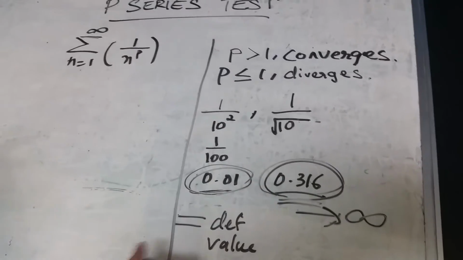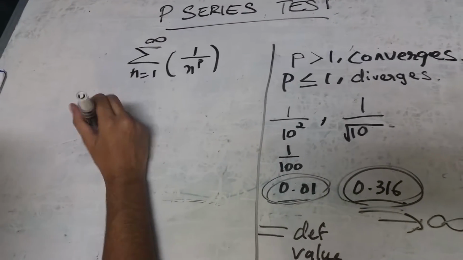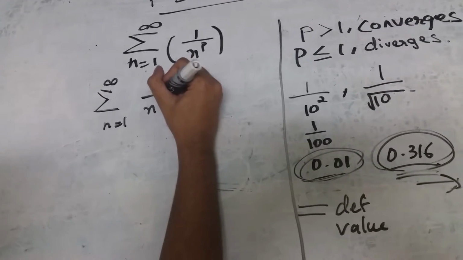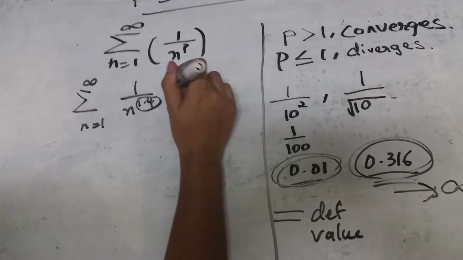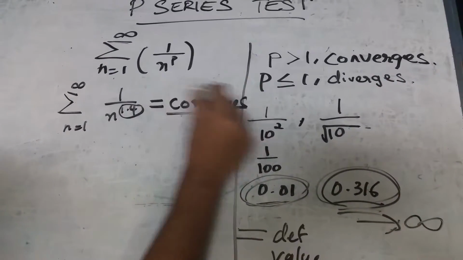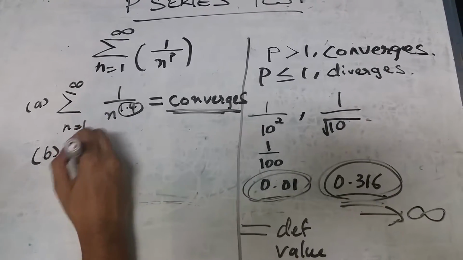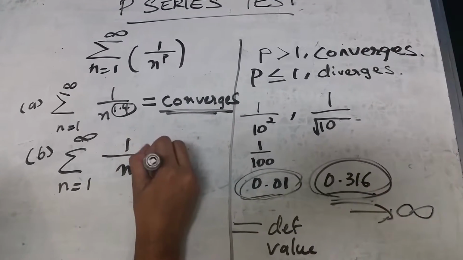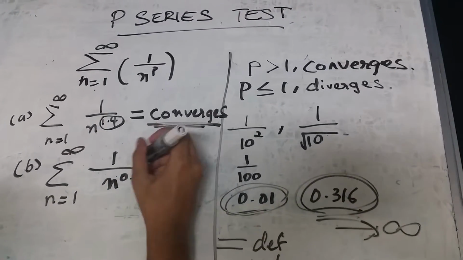Now let's use an example. Let's say you have the summation from n equals 1 going to infinity of 1 over n to the power 1.4. By using the test, we know that p is greater than 1, therefore I can say that this converges. Another example: the summation from n equals 1 to infinity of 1 over n to the power 0.001. This is clearly less than 1, and we know that it diverges.